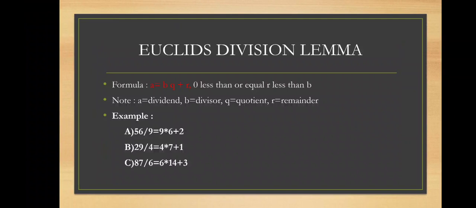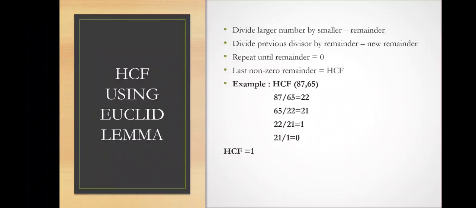Divide 56 by 9. 9 multiplied by 6 gives 54. The remainder is 2. So we write 56 equals 9 into 6 plus 2. Here 56 is dividend, 9 is divisor, 6 is quotient, 2 is remainder. Notice that remainder is smaller than divisor.